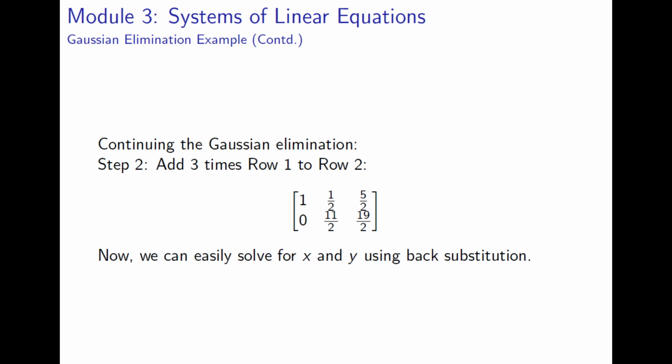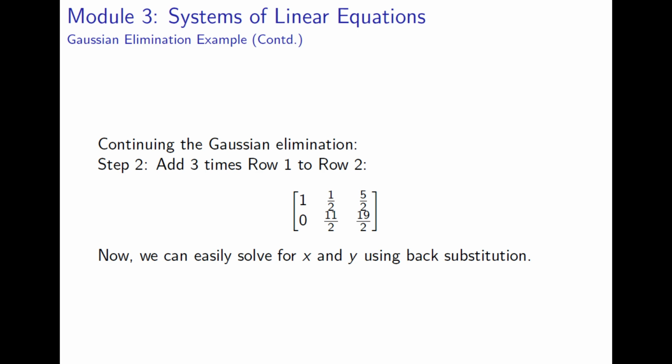In the example, we continue with the Gaussian elimination process. In step 2, we add 3 times row 1 to row 2 to eliminate the coefficient below the leading one. With this transformation, the augmented matrix is now in row echelon form. This is a significant milestone in the Gaussian elimination process, as it simplifies the system and allows for efficient solution through back substitution.